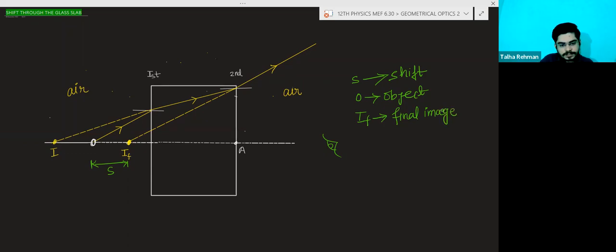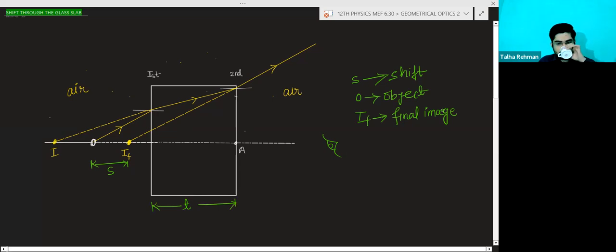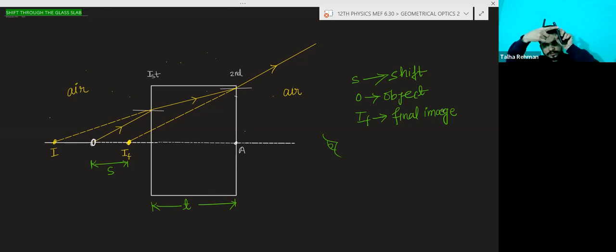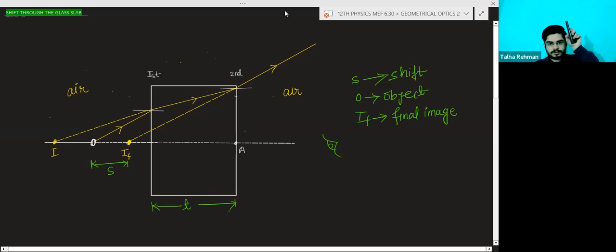And the thickness of the slab is T, suppose. Thickness means this portion, this length, this distance.